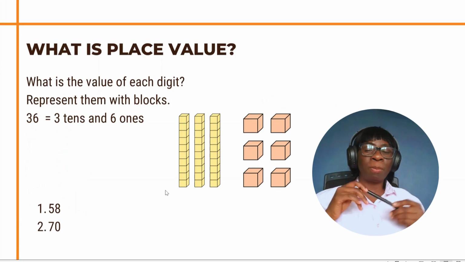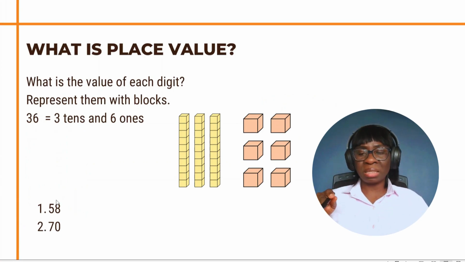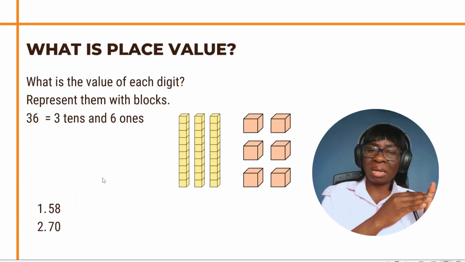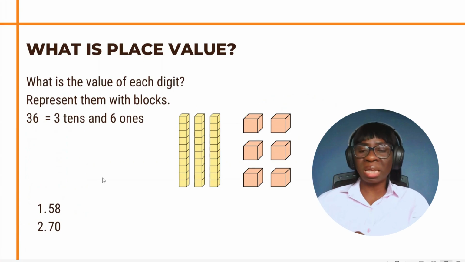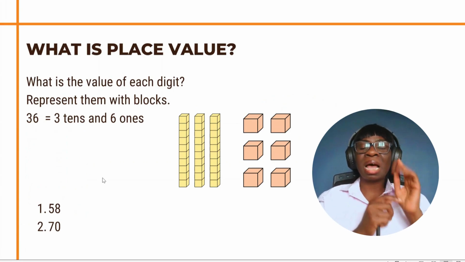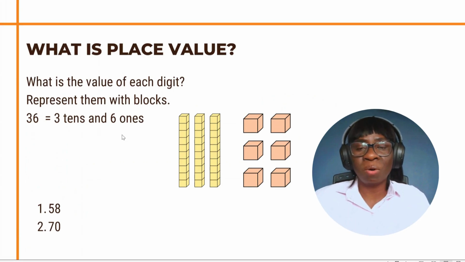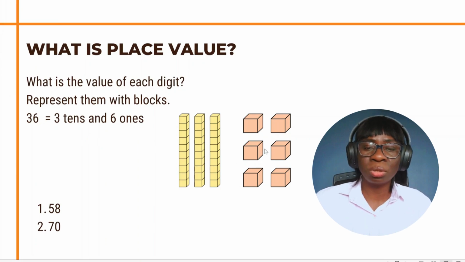Now, what is the place value of each digit here? We have 36. Like I said, the one at the right hand side is the ones, the one at the left is the tens. So we have 3 tens and 6 ones. That means 10 in 3 places and 1 in 6 places. Now, what is the place value of 58 and 70? Do that and tell me what your answer is.